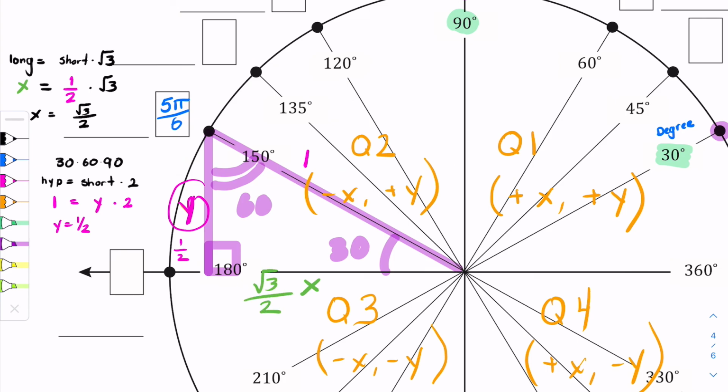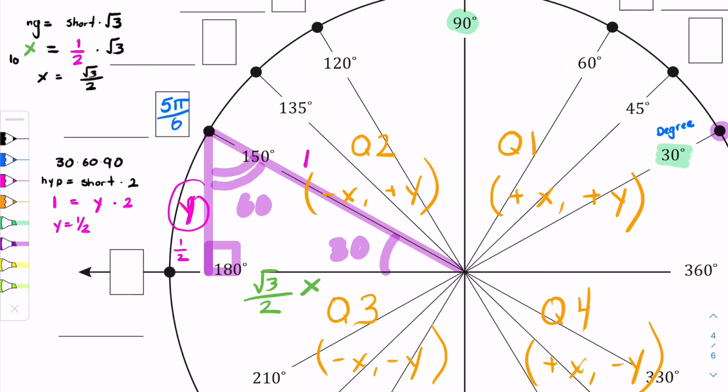So now that we found the sides of our triangle, we're not quite done because we need to make sure we include the correct signs. So in quadrant 2, we have to make sure we include a negative x value. That tells me that my x value here is now going to be negative square root of 3 over 2. And quadrant 2 includes a positive y value, which is 1/2.